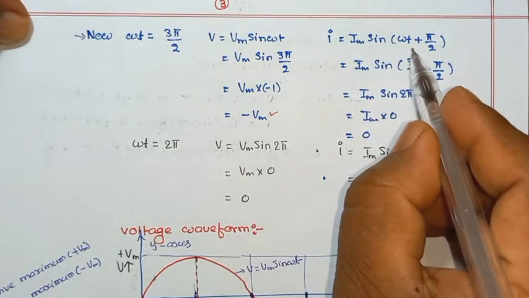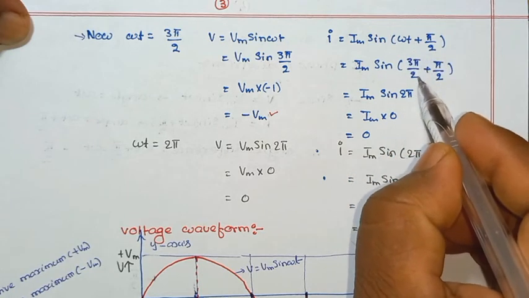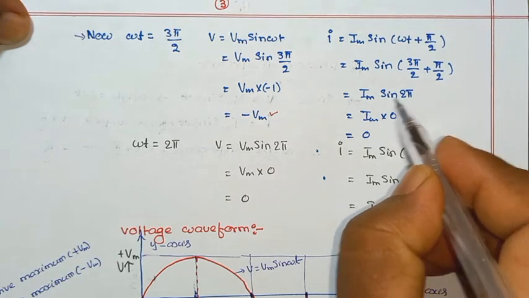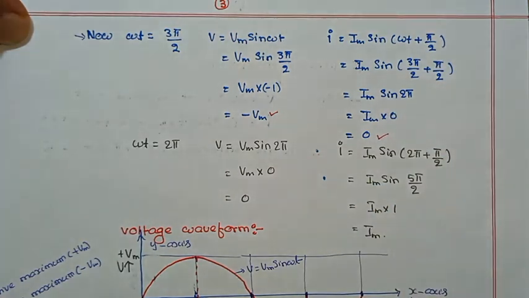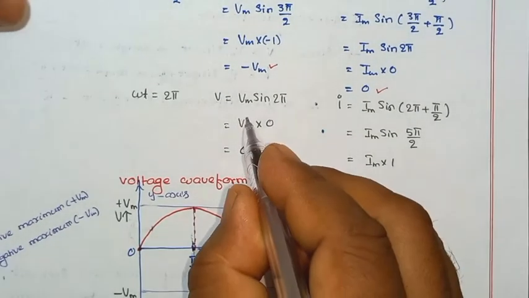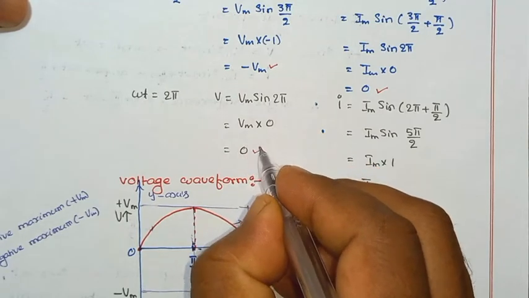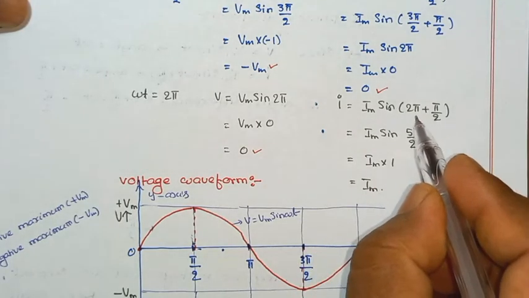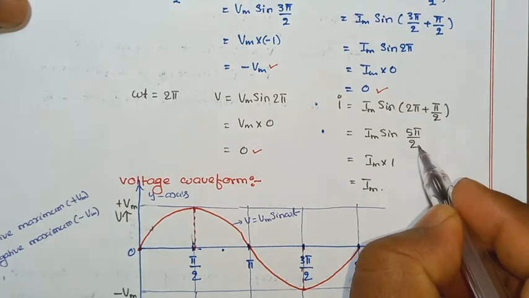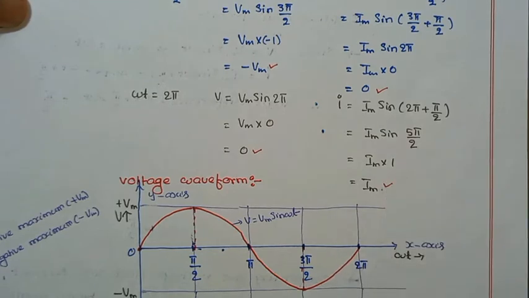I is equal to Im sin omega t plus pi by 2. So in place of omega t, we will put 3 pi by 2. So 3 pi by 2 plus pi by 2, that is 4 pi by 2, that is 2 pi. Sin 2 pi is 0. So Im into 0 is 0. Now put omega t is equal to 2 pi. So V is equal to Vm sin 2 pi. Sin 2 pi is 0. So Vm into 0 is 0. Now I is equal to Im sin 2 pi plus pi by 2. 2 pi plus pi by 2 is 5 pi by 2. Sin 5 pi by 2 is 1. So Im into 1 is Im.